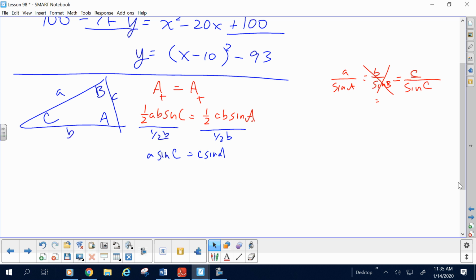Aren't you starting with the last one? This is what you start with. You start with something else you know to be true, like the areas are equal. It's just 0 equals 0. That's lame.